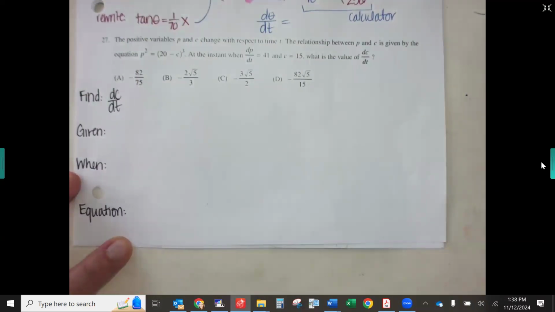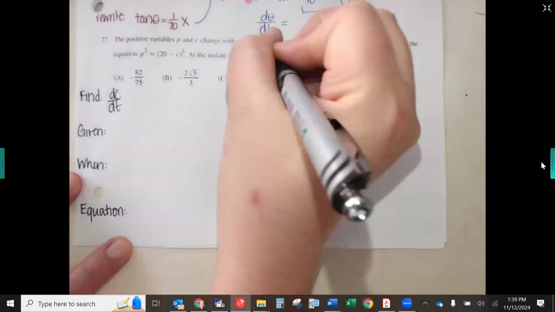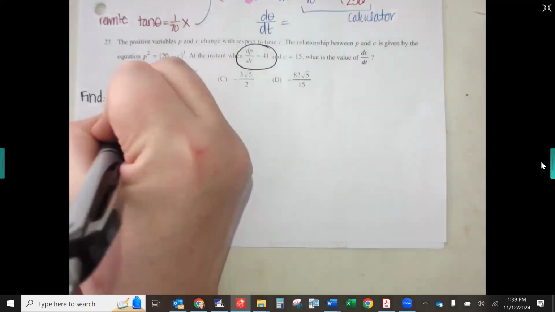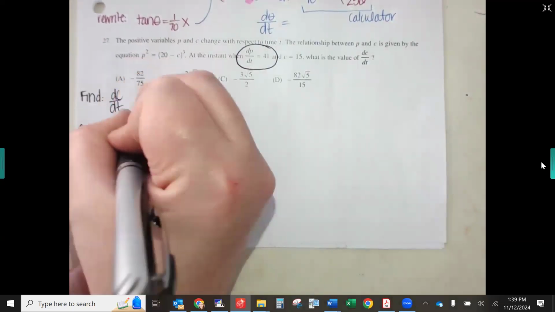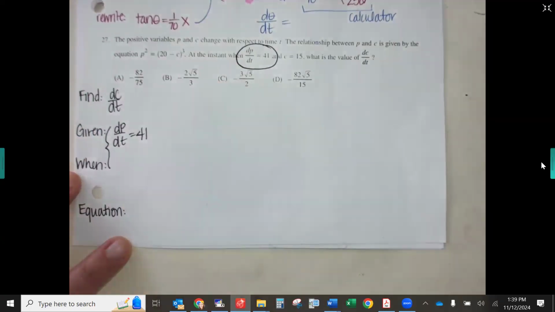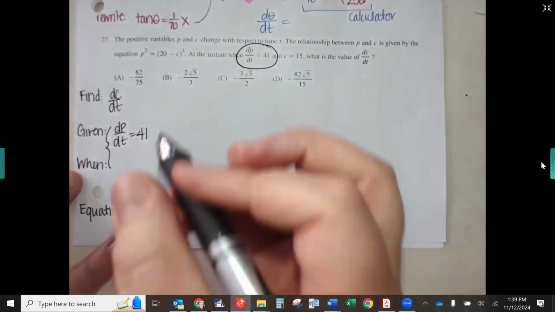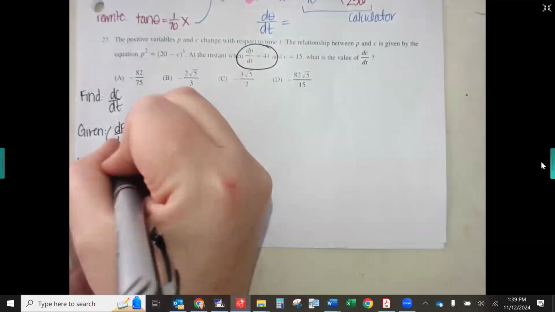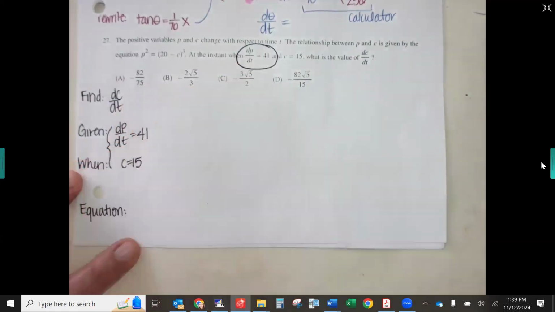Oh, really? It kind of says when, but what's the D that we have? DPDT is 41. Okay, really, that's kind of more a when, but it's fine. We're just going to put these together for this one. Okay, and then what else? The equation. C is 15.